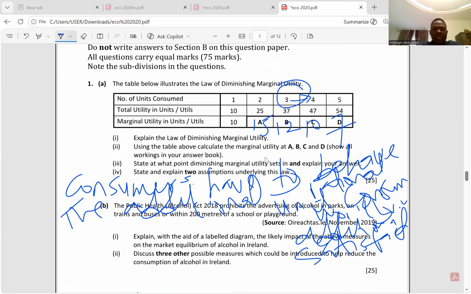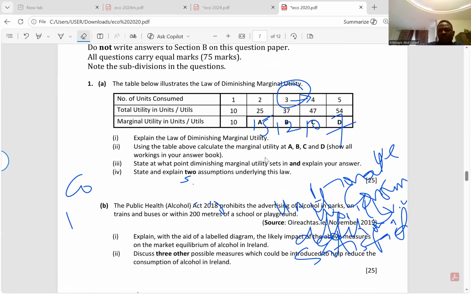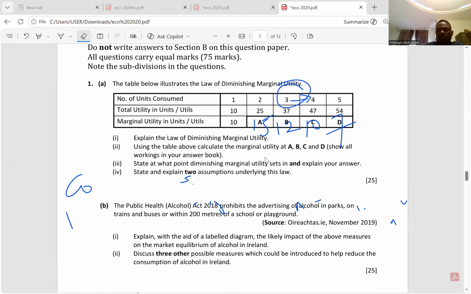So I'm going to go further. So this is about question 1A. I'm going to erase it. Then we can write on. It's recorded. So we have question B.